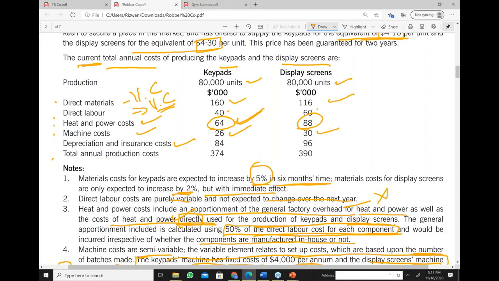So labor cost is how much? 40. Now 50% of direct labor cost makes how much? 20,000, right? So 20,000 is included in 64,000. Are you getting my point? The labor cost is 40,000. If you take 50% of that, it makes 20,000, which is the general apportionment that has been included in the 64,000. Okay. So let's show the entire working.